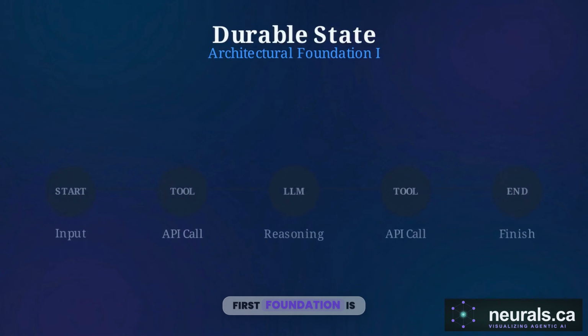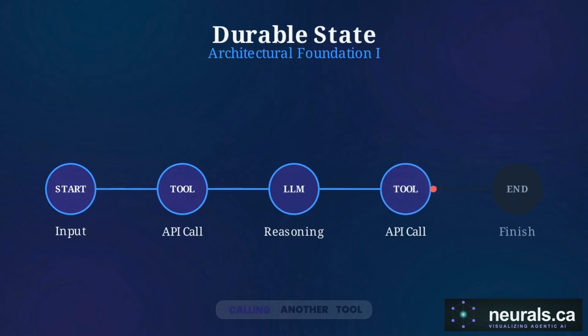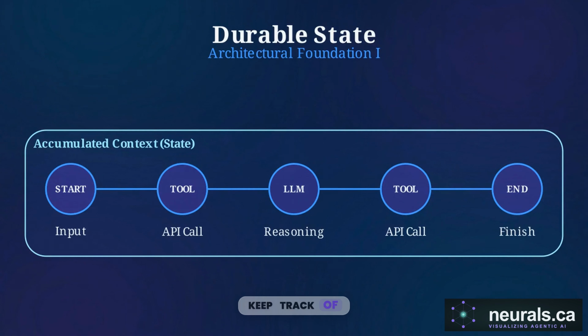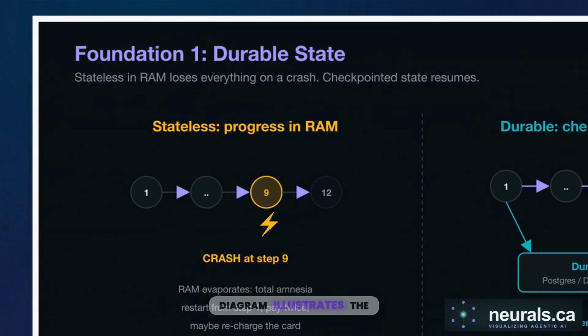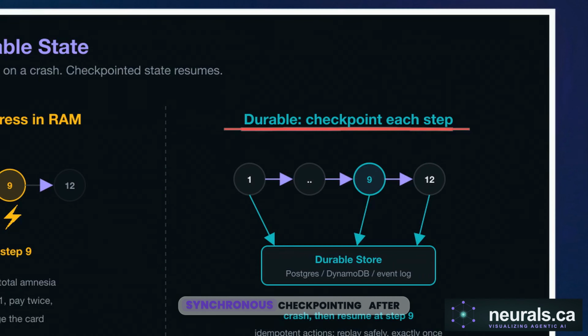The first foundation is durable state. When an agent executes a multi-step task, like calling a tool, reasoning about the output, and calling another tool, it has to keep track of its progress. This diagram illustrates the risk. In a local demo, the agent holds its progress in system RAM, shown here on the left side. If a server restarts or a machine crashes at step 9, that memory evaporates. The agent gets total amnesia and is forced to start over from 0, meaning you pay for the whole run twice. On the right side, we see the architectural fix, synchronous checkpointing.